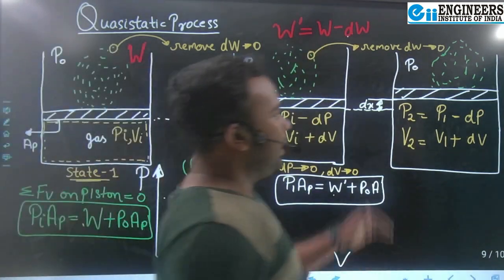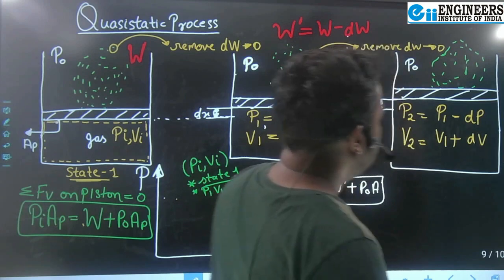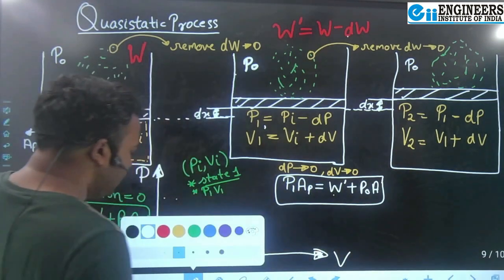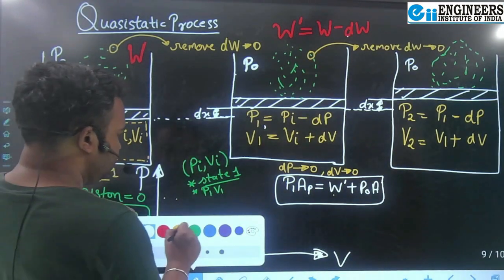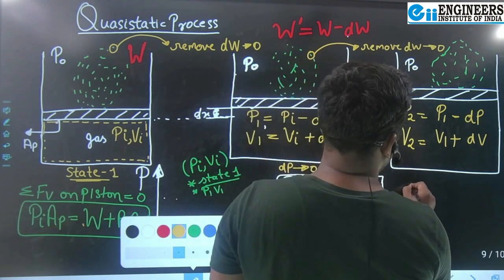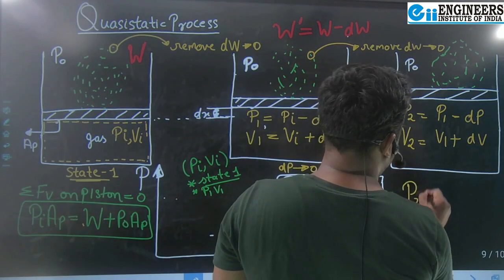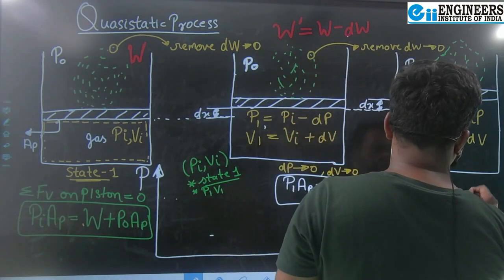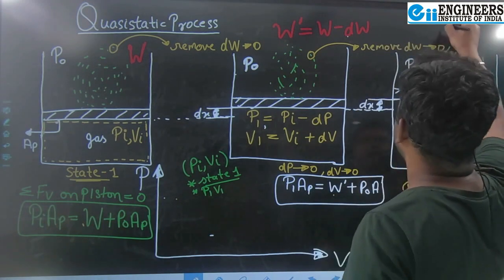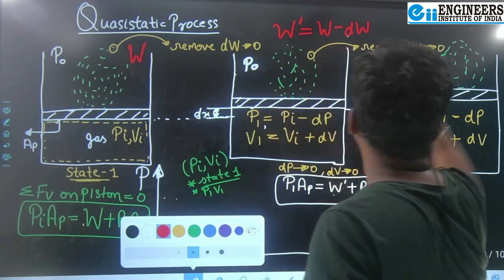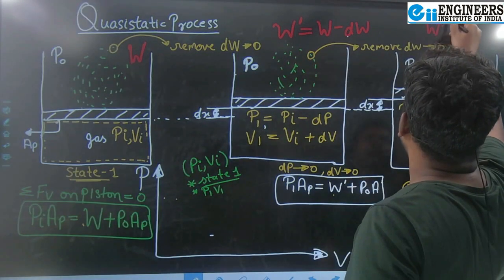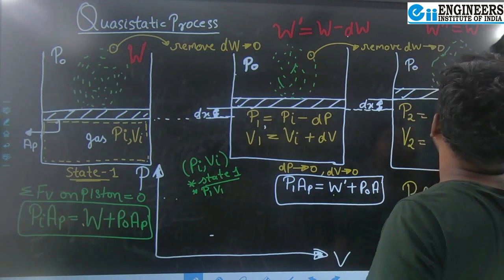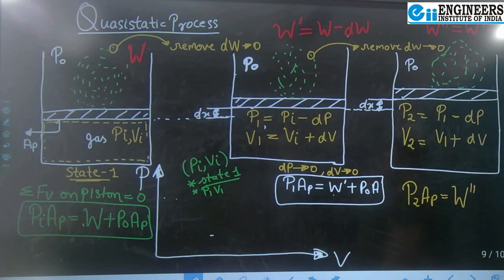Now, again, the equilibrium will be established, right? So under this equilibrium condition, the mechanical equilibrium will also be established. So let me write the mechanical equilibrium condition over here. This will be P2 into area of piston, that is equal to W double dash. New weight is there, and this is equal to W dash minus dW, right?